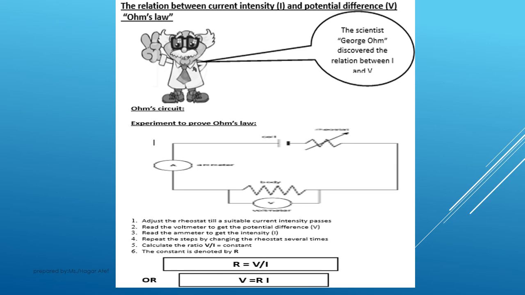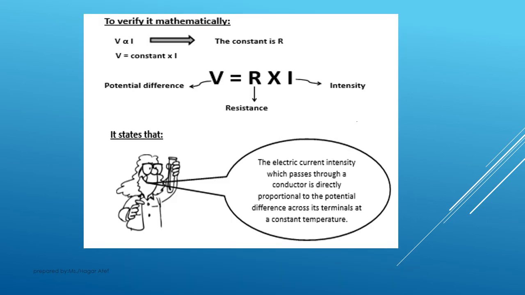The constant is denoted by R. So, R equals V divided by I, or V equals R times I. To verify it mathematically, V is directly proportional to I. The constant is R, so V equals constant times I. So V, potential difference, equals R, resistance, times I, intensity. It states that the electric current intensity which passes through the conductor is directly proportional to potential difference across its terminals at a constant temperature.